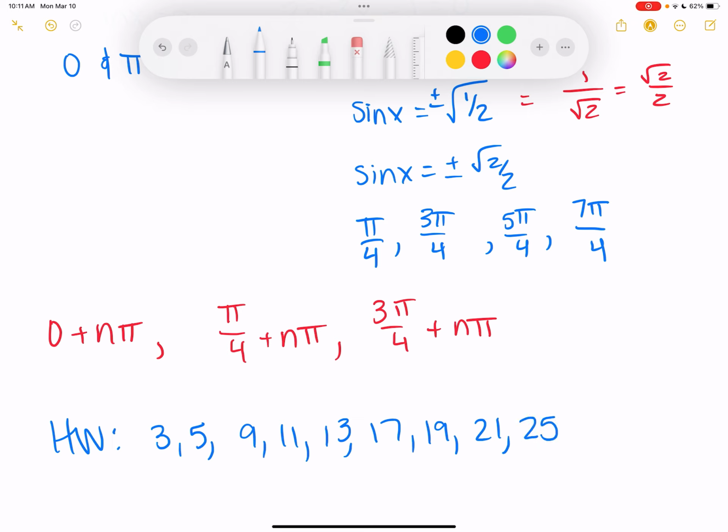Yes, your identities cheat sheet quiz is tomorrow at the beginning, and then we'll spend the rest of the time reviewing. And then your test is on Wednesday.